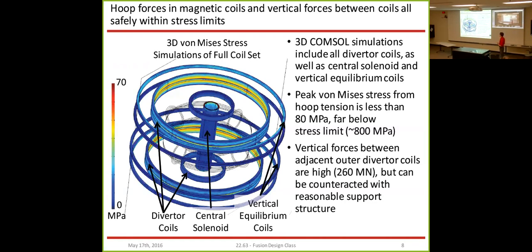In addition, the vertical forces between the adjacent outer diverter coils, so these 2 coils here and the lower ones there, those have high currents running in opposite directions, so they tend to push each other apart. These forces are high. It's a total of about 260 meganewtons for the whole coil, but can easily be counteracted with a reasonable support structure between the coils, because it's actually a fairly large total surface area.